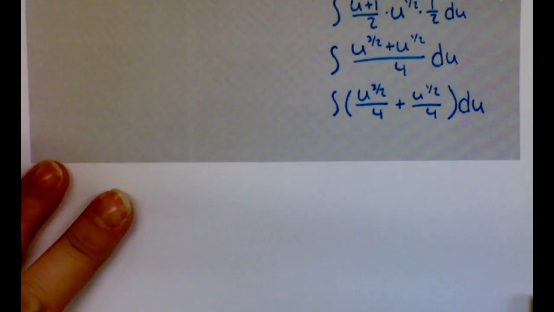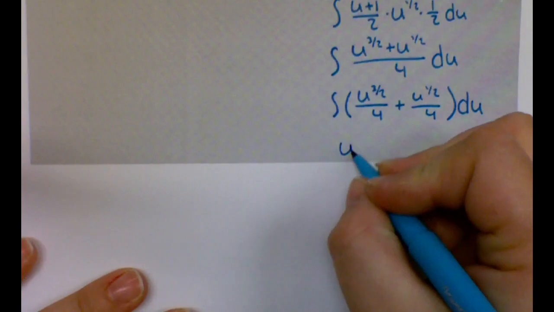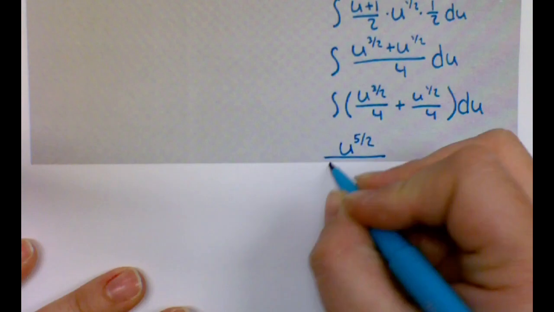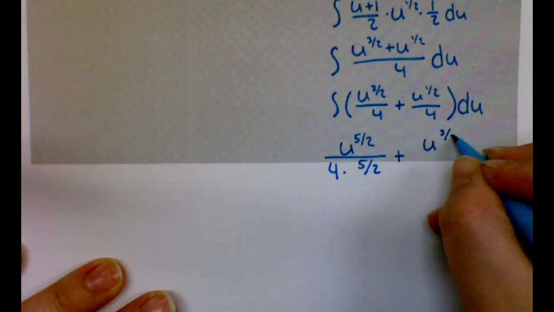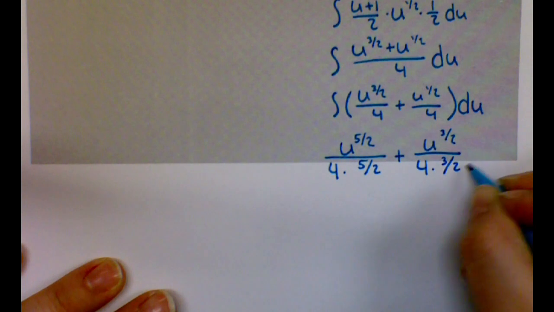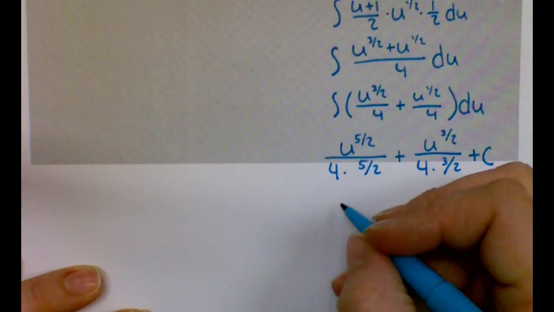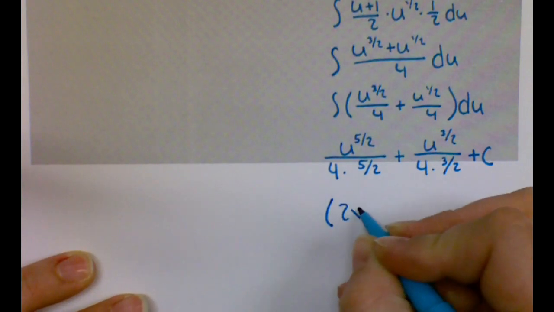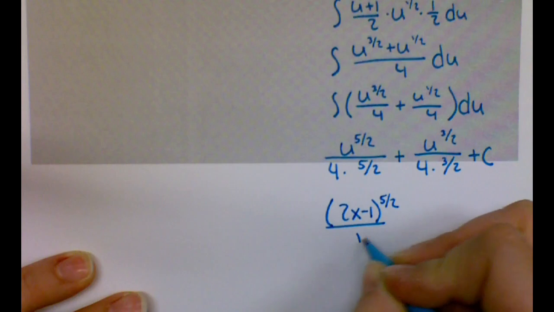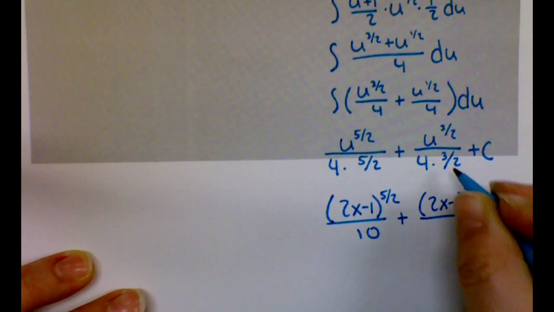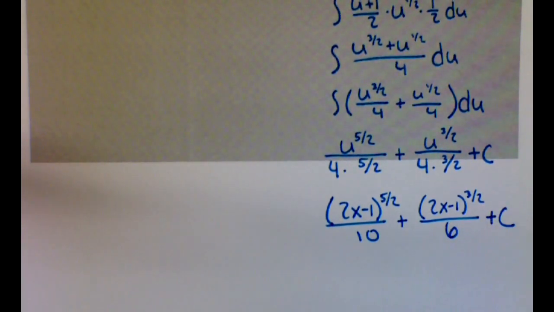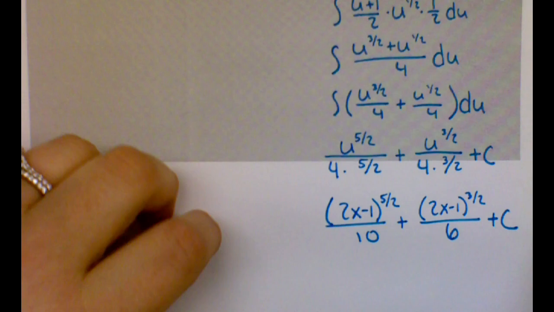And now I can actually find my antiderivative. u to the 3/2 power, I add 1, making it 5/2. Still over 4, but I divide by 5/2. Plus u to the 1/2 power, still over 4, but I divide by 3/2, plus c. 4 times 5/2 is 10. So I'll replace my u back with 2x minus 1 to the 5/2 power over 10 plus 2x minus 1 to the 3/2 power over 6 plus c. All right, we got our antiderivative.